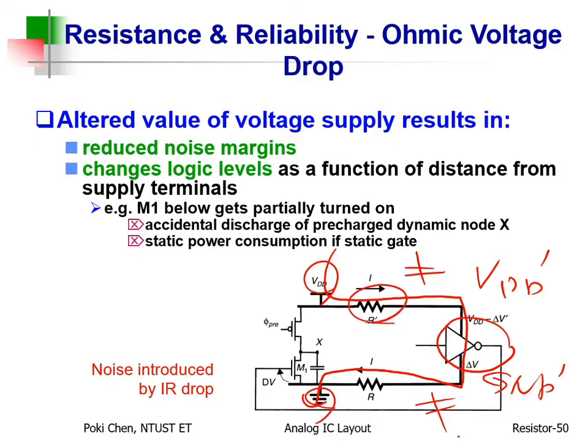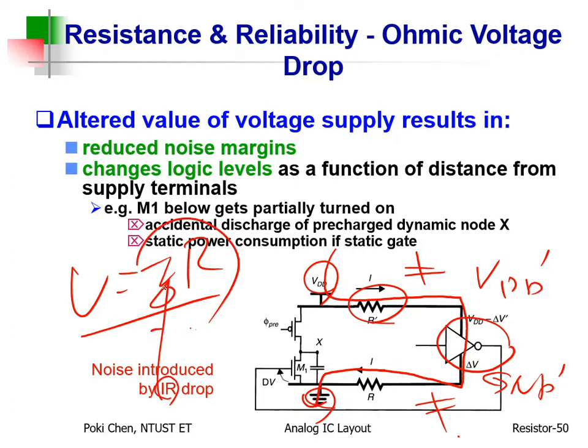For such a resistor here, according to V equals IR. Got it? That is what you learned in senior high school fundamental physics. IR means the voltage difference according to the parasitic resistance. So VDD prime equals VDD minus IR.